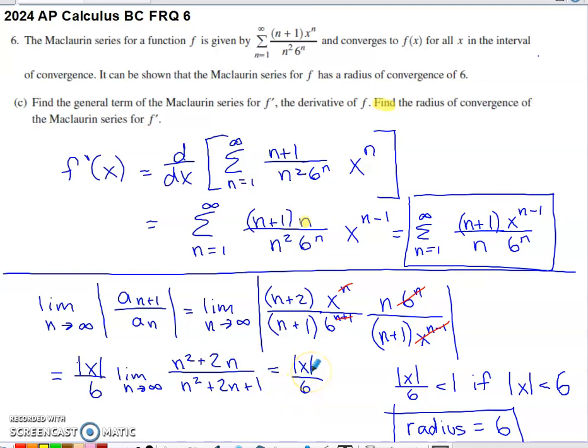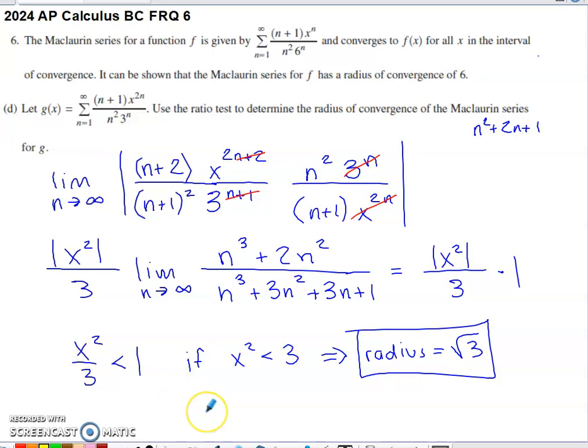So here is your result from the ratio test, absolute value of x over 6. Well, the ratio test says we converge when that answer is less than 1. This answer is less than 1 when the absolute value of x is less than 6, which leads us to the same conclusion of a radius of 6. You don't have to do this, but I'm thinking that word's going to prompt most people toward that route. Last part of this says g of x is represented by this series. Use the ratio test to determine the radius of convergence for the Maclaurin series for g.